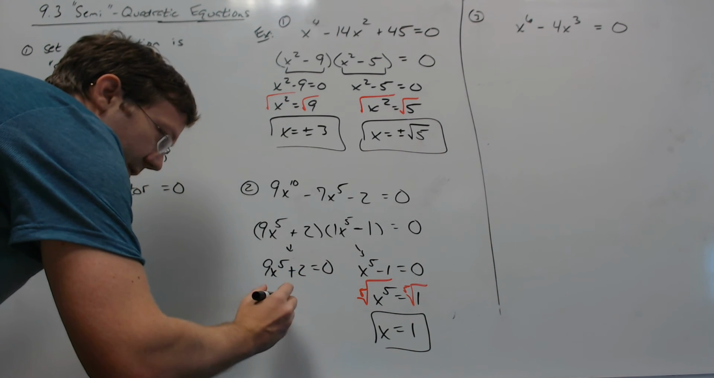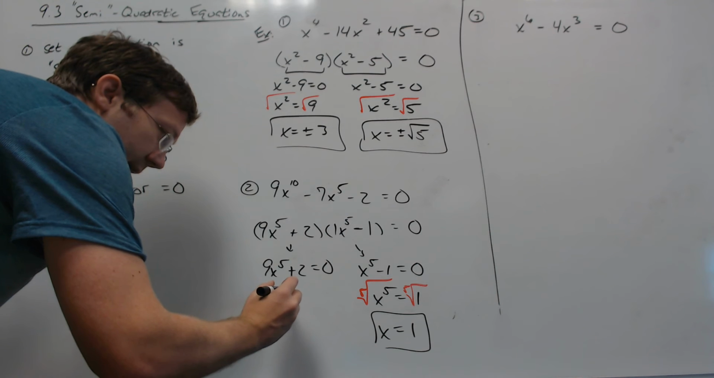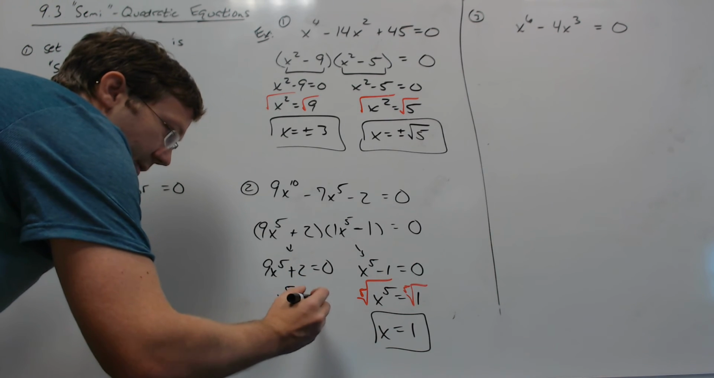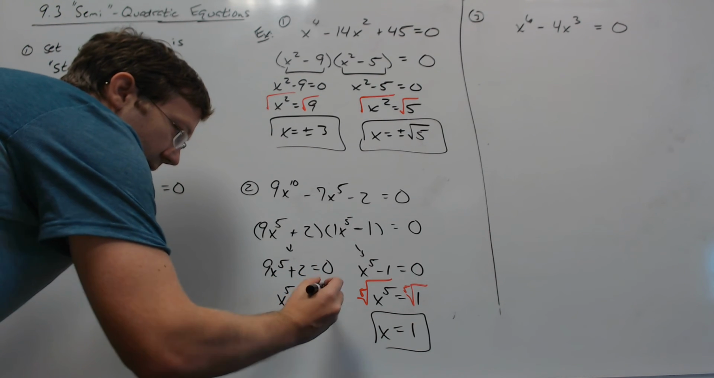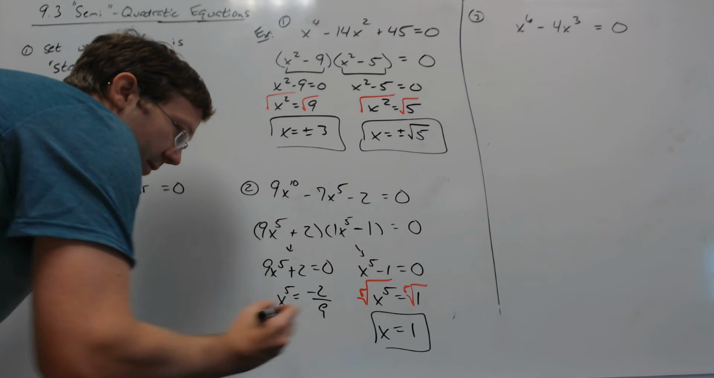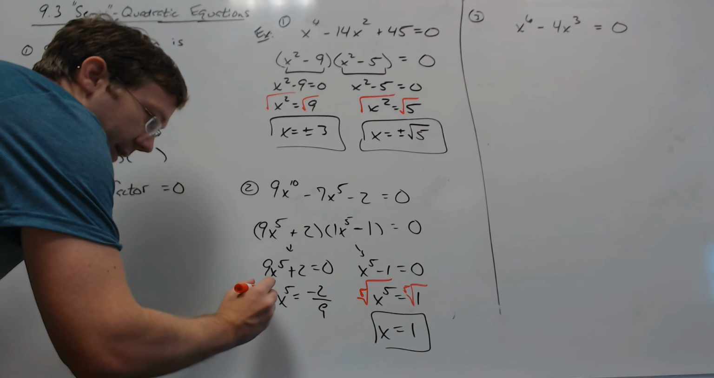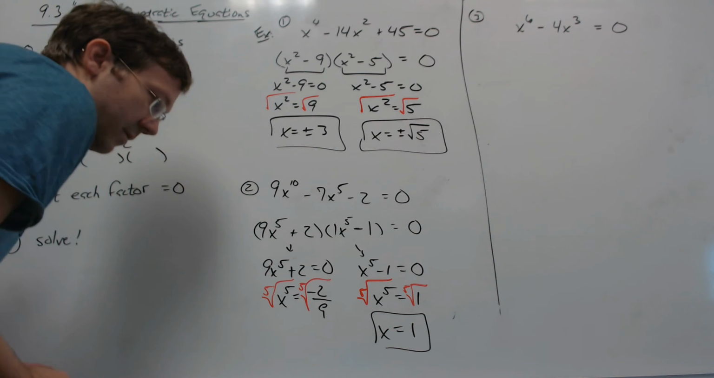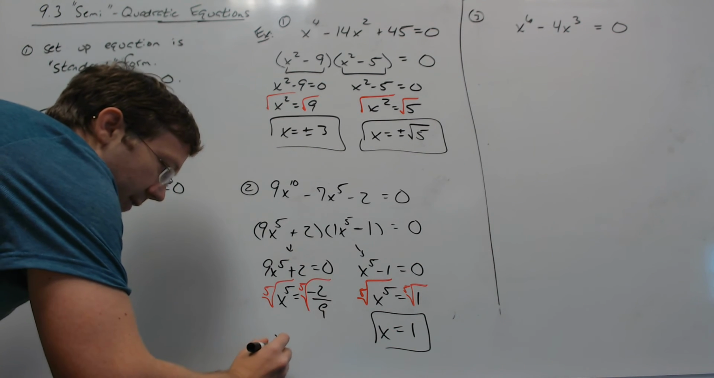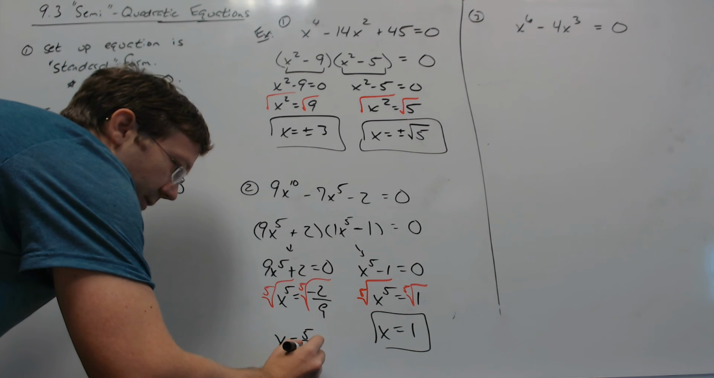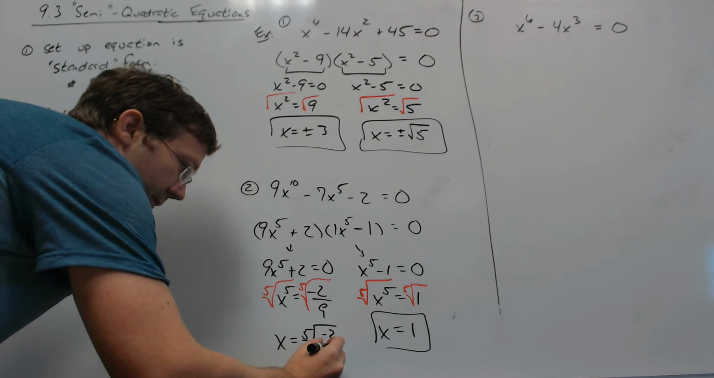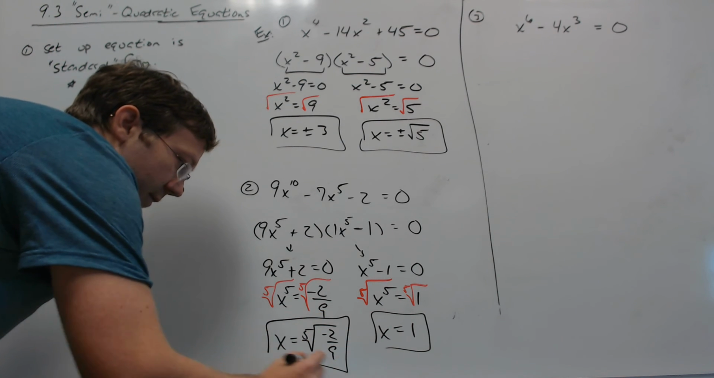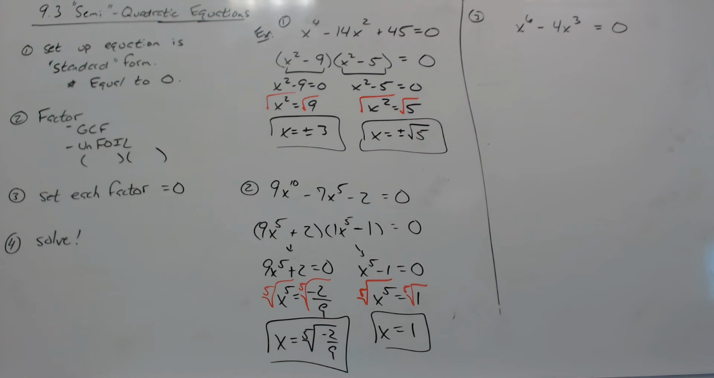Right, so here, if we're solving this, we'll end up with x to the 5th equals, subtract 2, divide by 9, and then we can take the 5th root of both sides, and x equals the 5th root of negative 2 over 9. There's our solutions there.